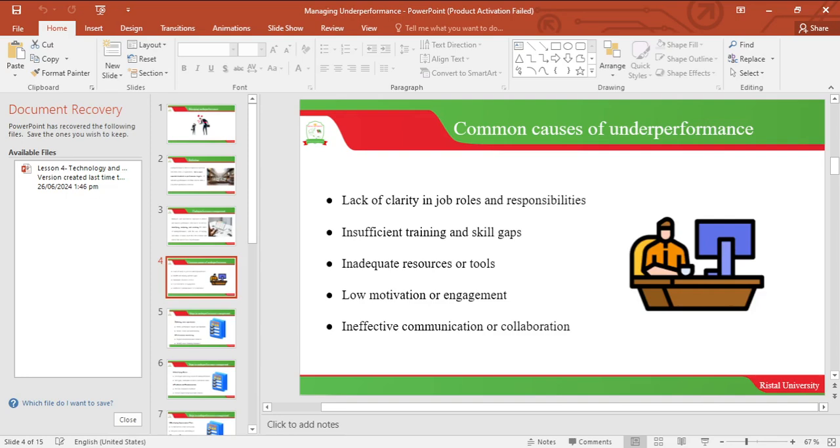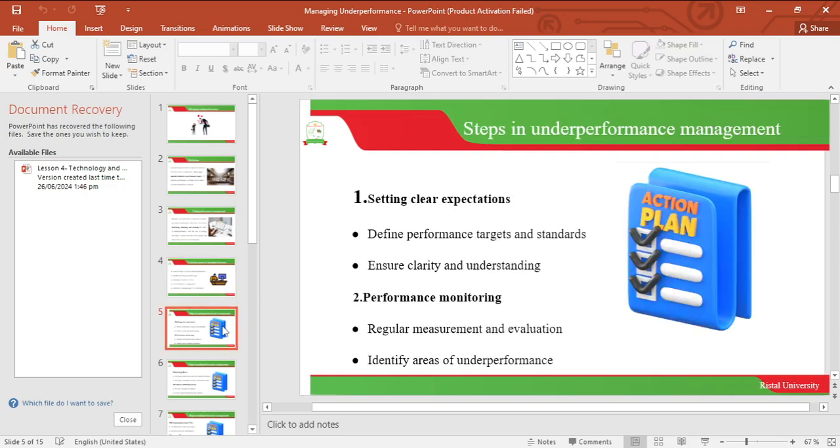So these are some of the common causes of underperformance in an organization. As human resource managers, as managers, you need to familiarize yourself with them. So having looked at that, now let us look at the steps in underperformance management. What do we do to make sure that we manage this underperformance? Yes, we know underperformance is not good, but make sure that you manage it.